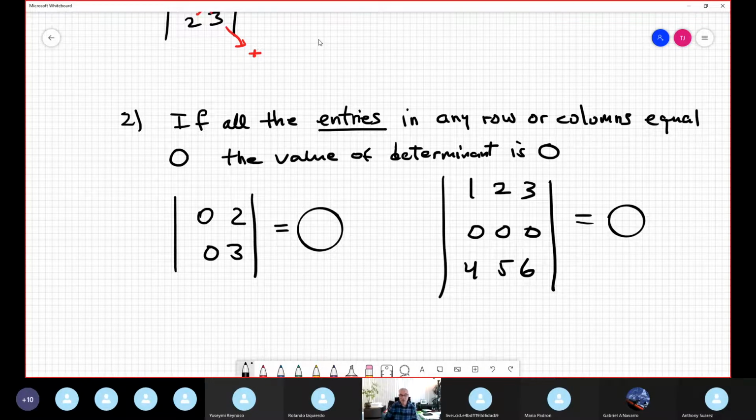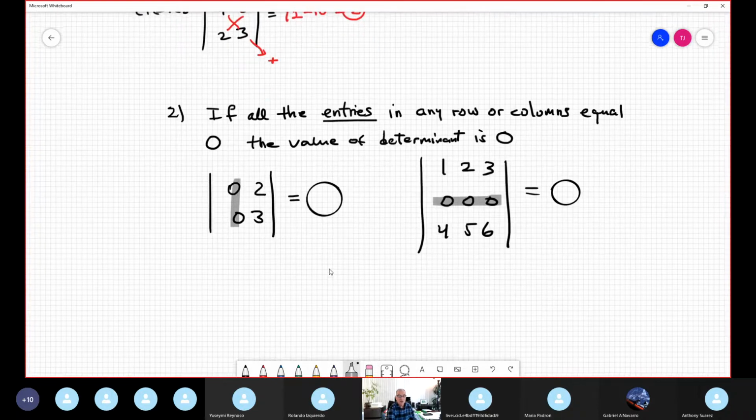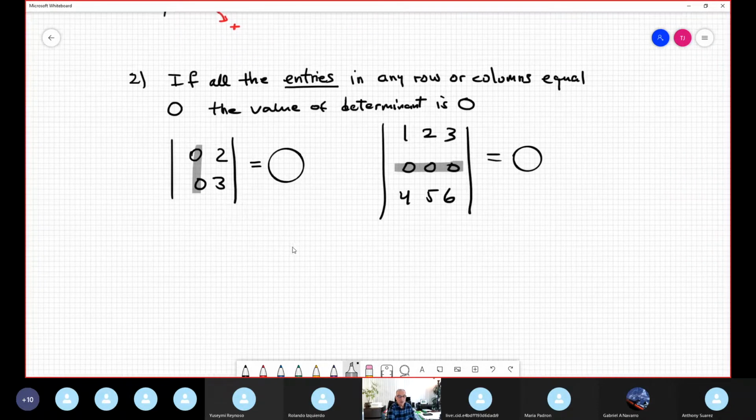Why? Because you take column number 1 to expand this determinant: it is 0 times something plus 0 times something. In this case, you take row 2 to expand: 0 times something, something is a minor, plus 0 times something plus 0 times something is 0. So not necessarily every entry is 0. If one column or one row is 0, automatically you see that the answer for the determinant is 0.